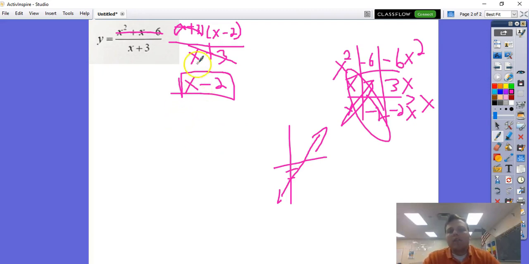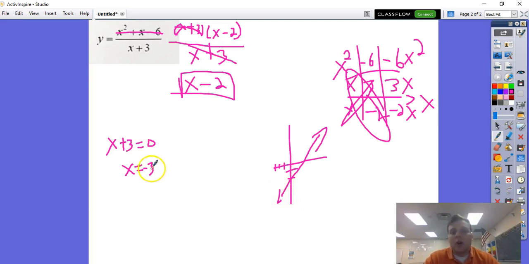Well, we can find that hole by first taking what we canceled out, which was x plus 3, setting that equal to 0, and solving for x, so x equals negative 3. So we know that when x is negative 3, we're going to have a hole in our graph, so it's going to be somewhere down here.